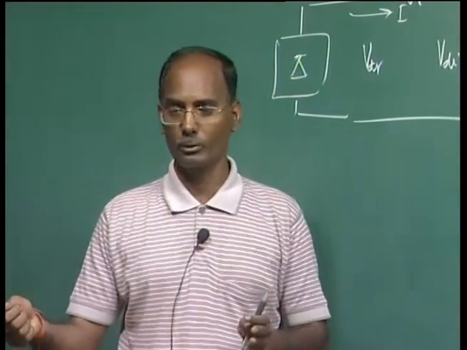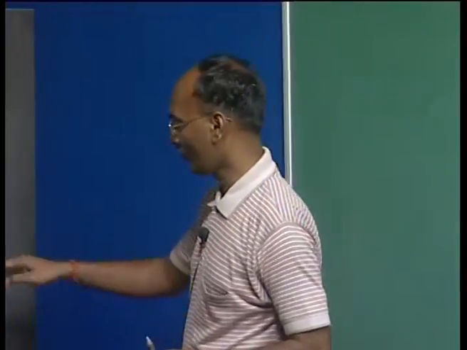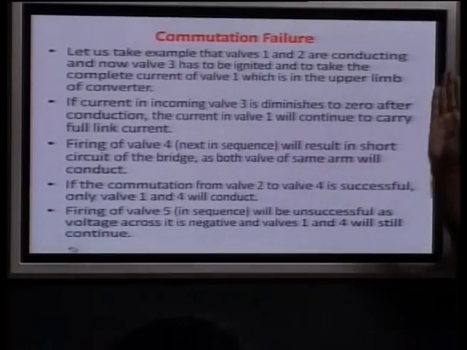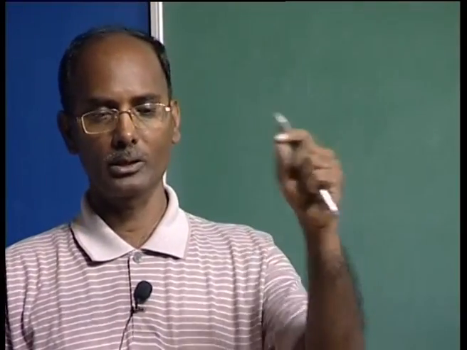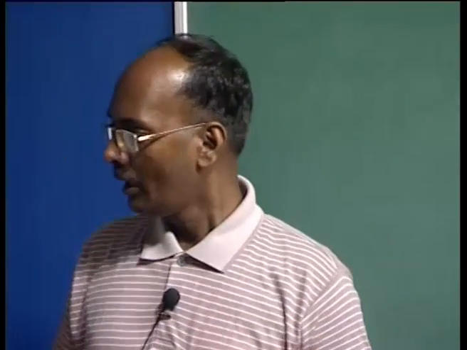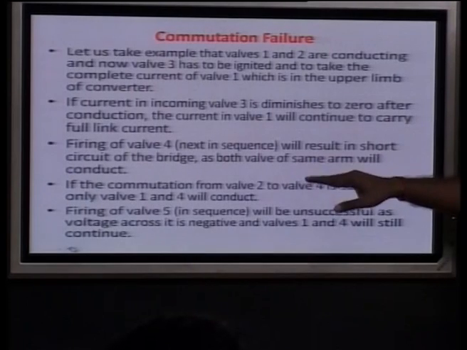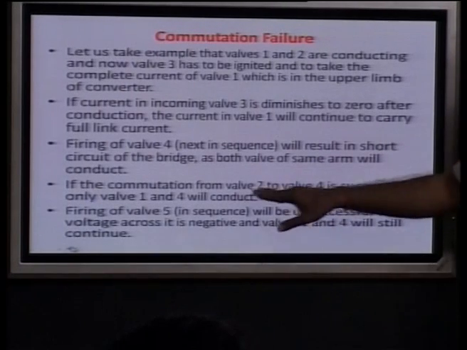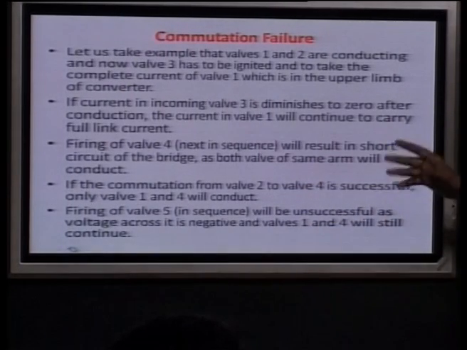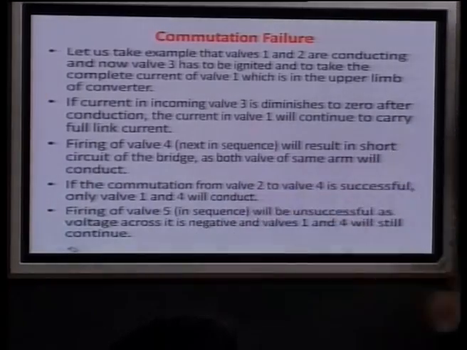We have to give the pulse to valve 4, and 4 will conduct because the voltage across it will be positive. This will lead to a dead short circuit, because 1 and 4 in the same limb are conducting, so a DC short circuit is appearing. So it will conduct. Then, as I said, 2 and 4 will be successful, and only valves 1 and 4 will be conducting now. So this is a dead short circuit.